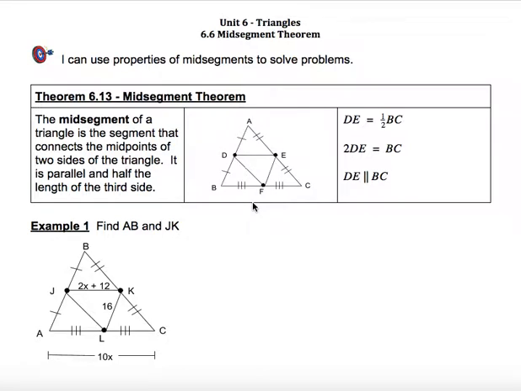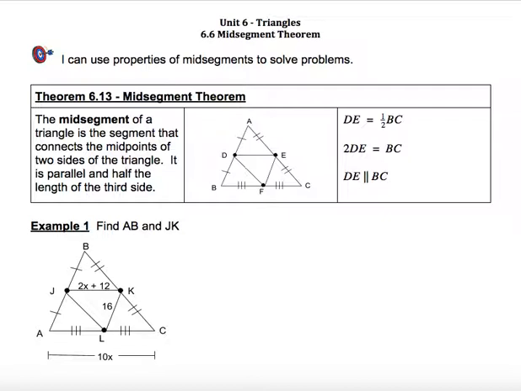A midsegment of a triangle is the segment that connects the midpoints of two sides of a triangle. So the third side of the triangle that wasn't using the midpoints is going to be parallel to the midsegment that's created. So there's a few different connections that we can make.